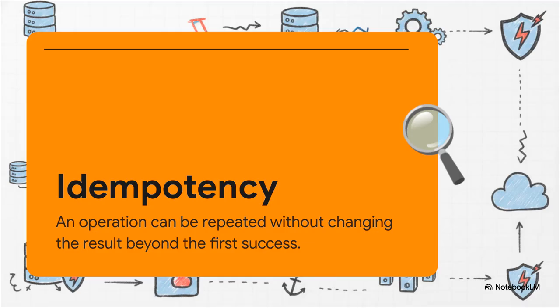Now, the absolutely crucial point here is this. If you're going to use retries, your operations must be idempotent. Idempotency is just a fancy way of saying an operation can be repeated over and over without changing the final result beyond the first successful execution.